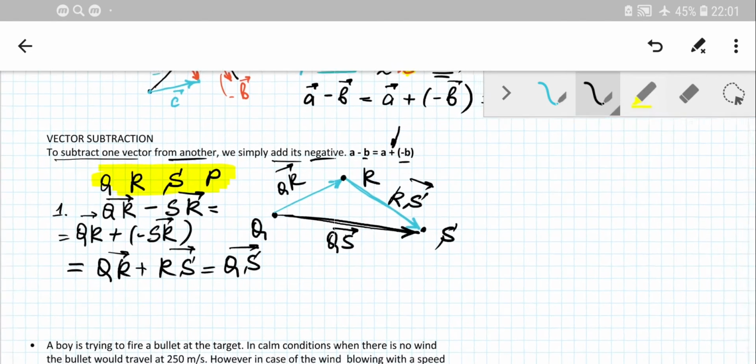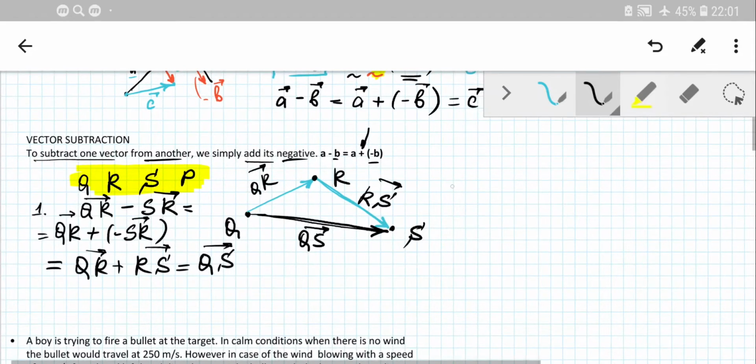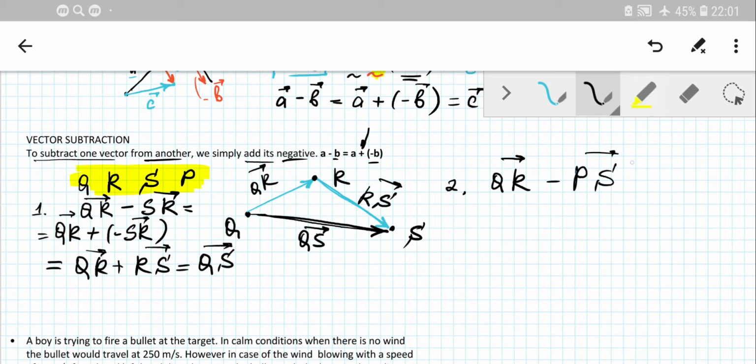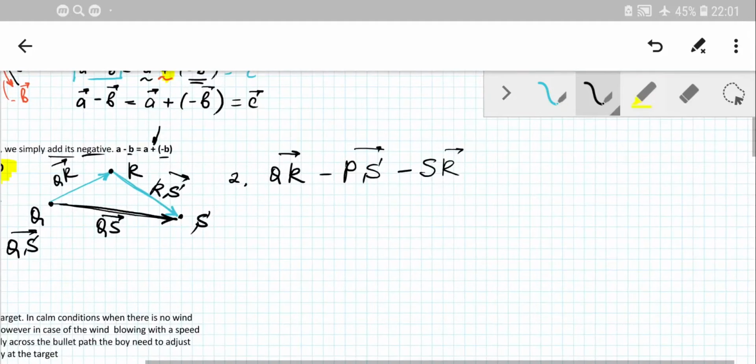So we can complete several additions, probably several subtractions. So I'm going to consider the following. Let's set up QR, subtract PS, and subtract SR. Okay, so I'm going to do that.